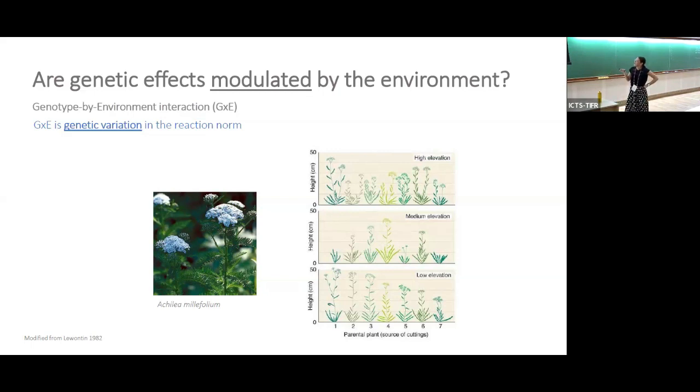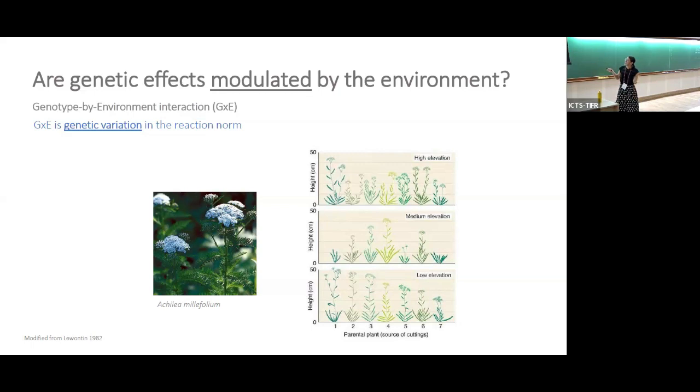So this is, for example, an example from the 80s where we have 7 accessions of this plant, right? Meaning you have 7 genotypes of this particular plant. If you put them at low elevation, this is how they look. So genotype 1 is clearly the winner, right? It's the tallest plant. Let's say that's the best thing.